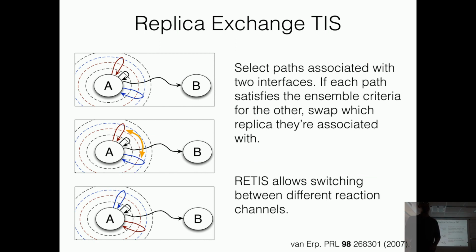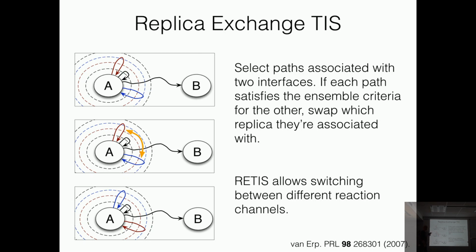Within transition interface sampling, there's an improved version of it called replica exchange TIS. The idea is that we are sampling multiple of these paths, all of them at the same time. The rule is, the red path has to cross the red interface. The blue path has to cross the blue interface. But sometimes the red path will also cross the blue interface. That can happen.